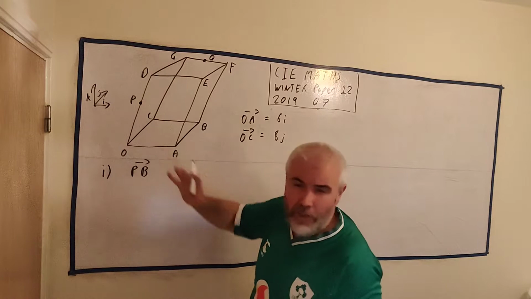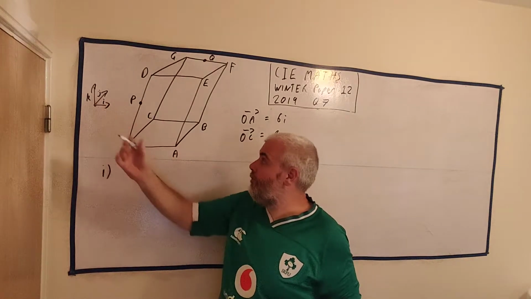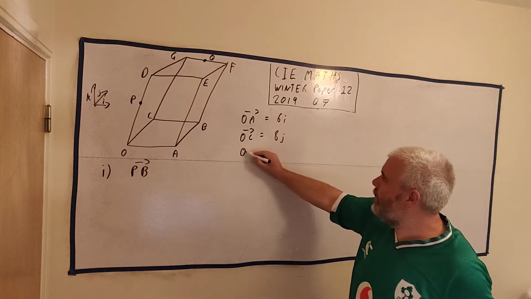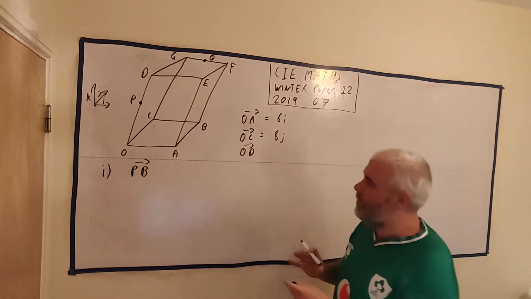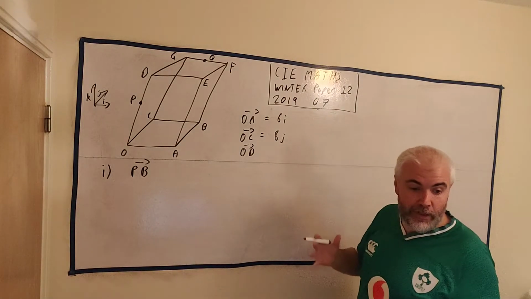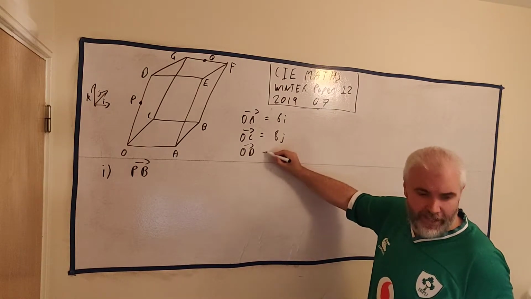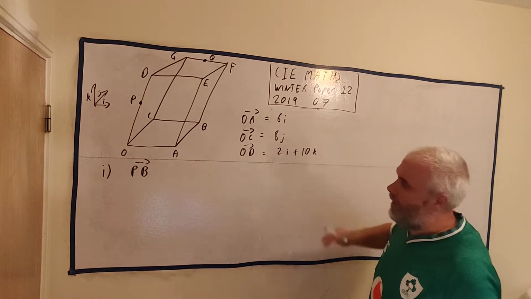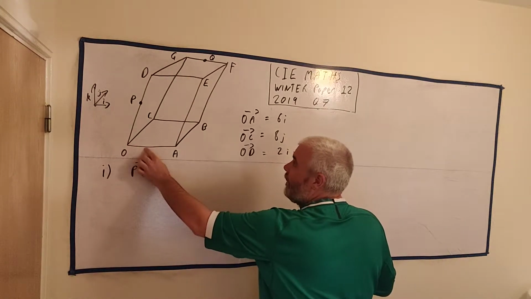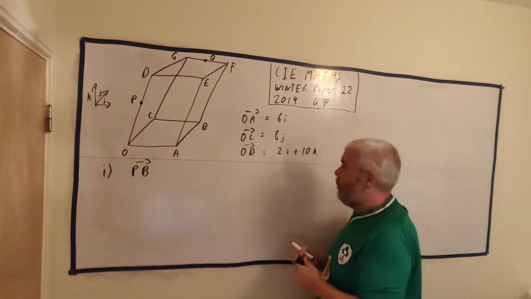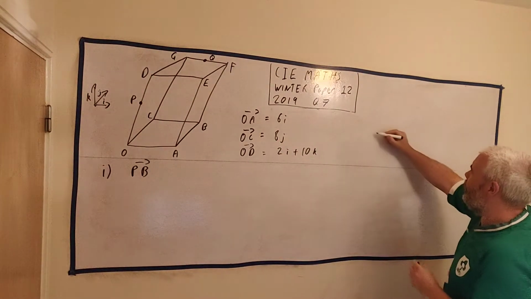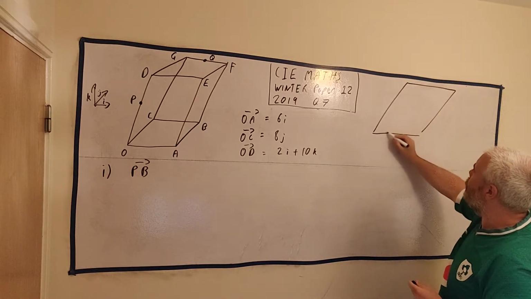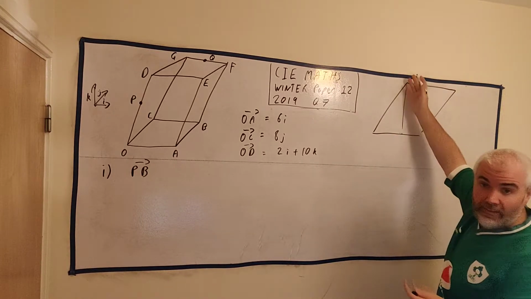But OD does not lie perfectly on the k line because it's a parallelogram. But they still give us OD. It's not quite on it. It's going to be made up of a couple of other vectors. Again, they give us all this. This is 2i plus 10k. So it's 2i and 10k. So really, if we looked at it side on, it would look something like this. We go across 2 and up 10. That's how we find it.